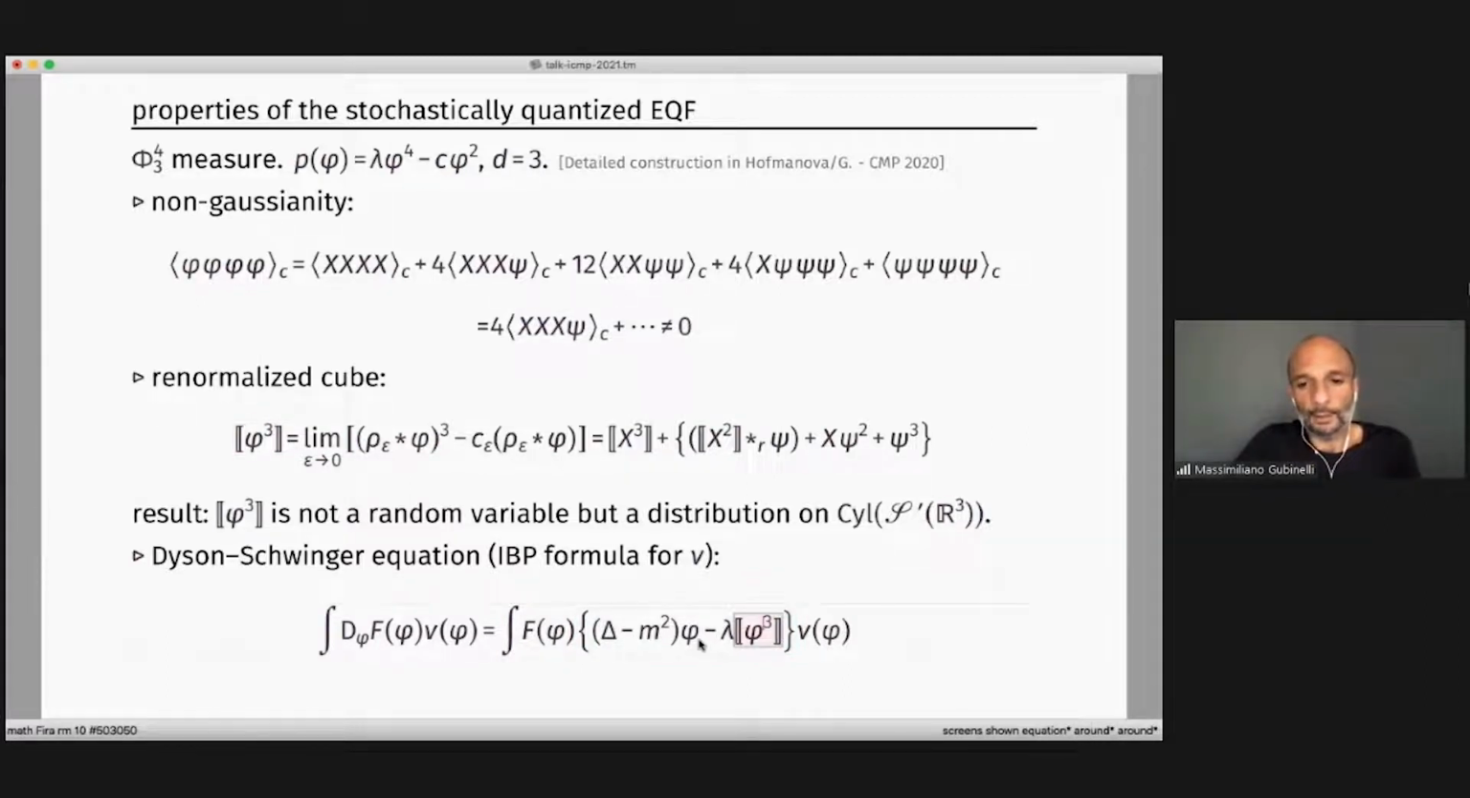And you see that in this formula, the cube is always integrated with respect to a nice cylindrical function f. But essentially this formula allows you to generate all the correlation functions for the theory, for example.